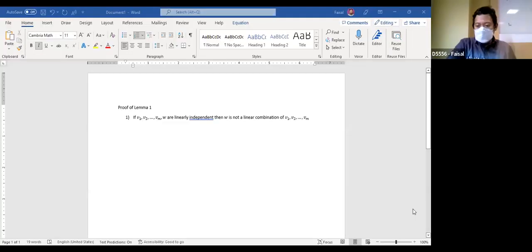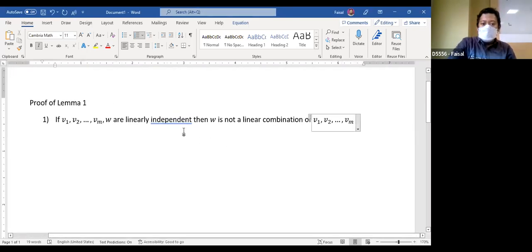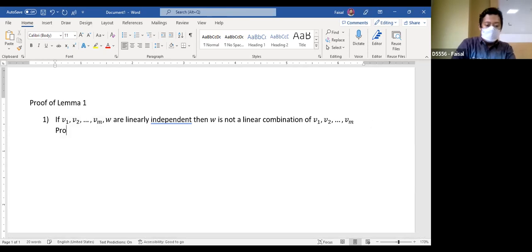Okay, but I will prove only one direction. So we must prove if these vectors are linearly independent, then W is not a linear combination. And the method to prove this statement, we can use proof by contradiction.